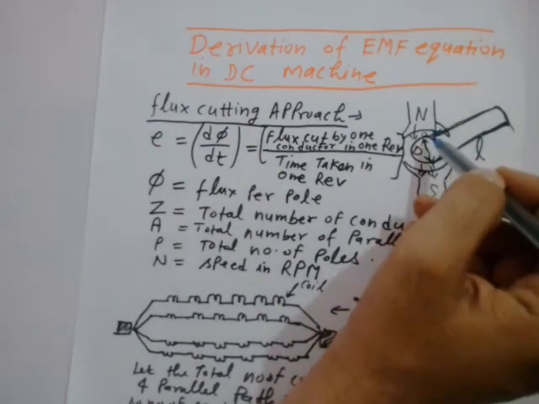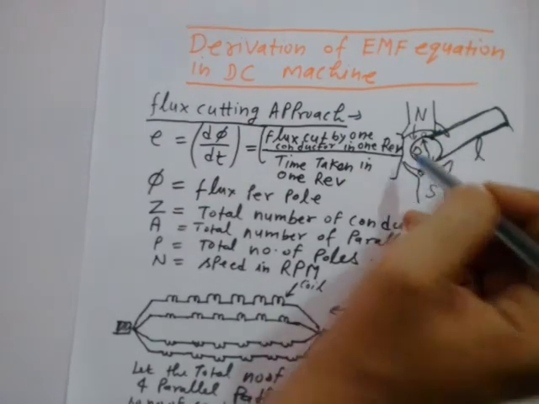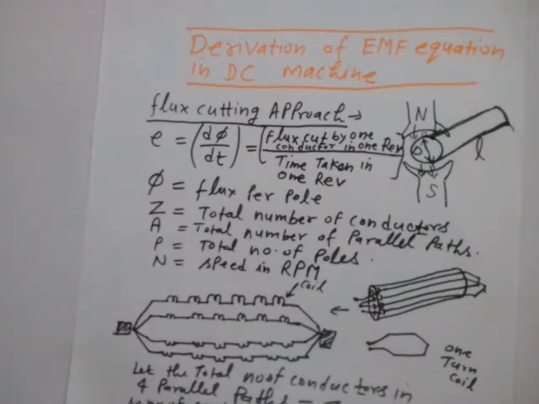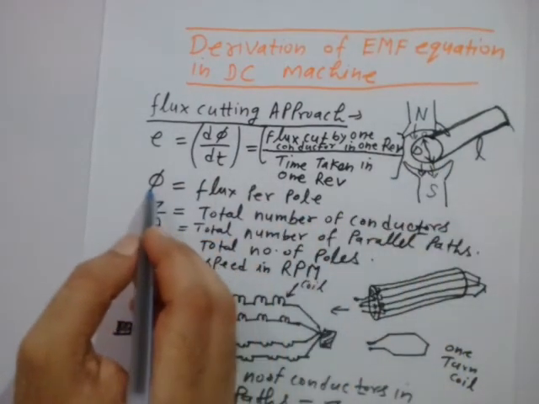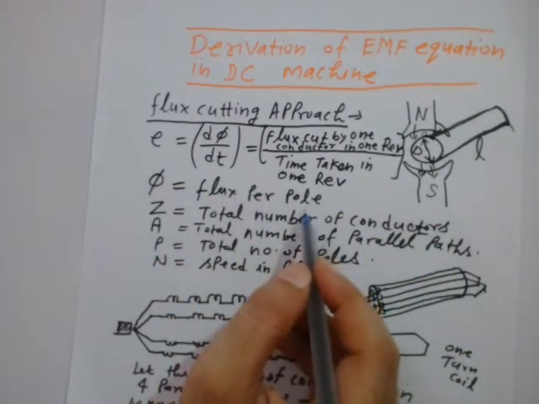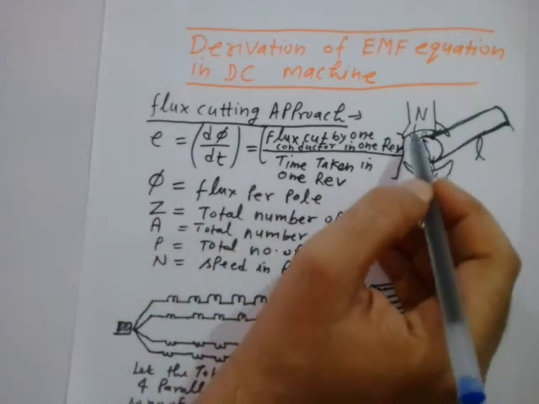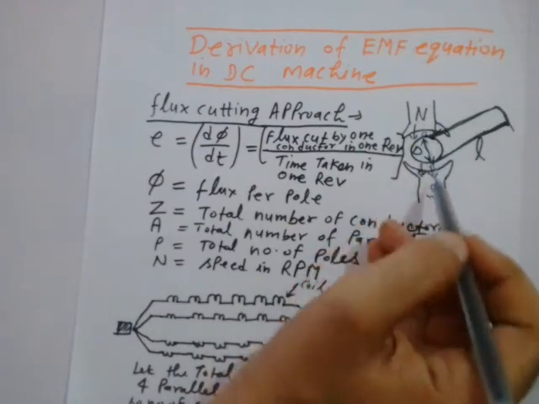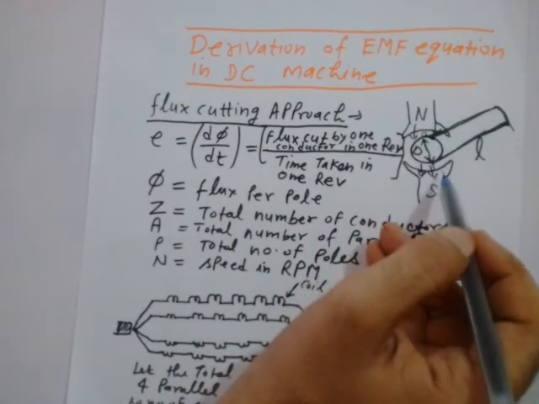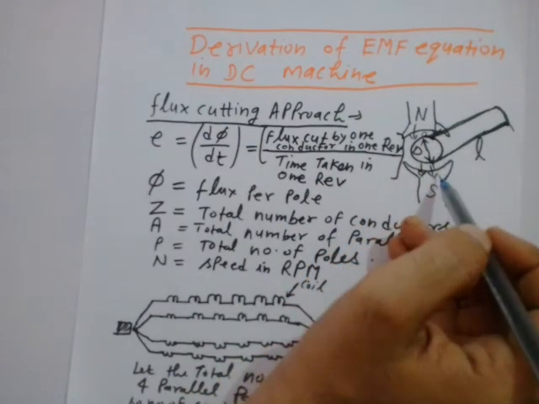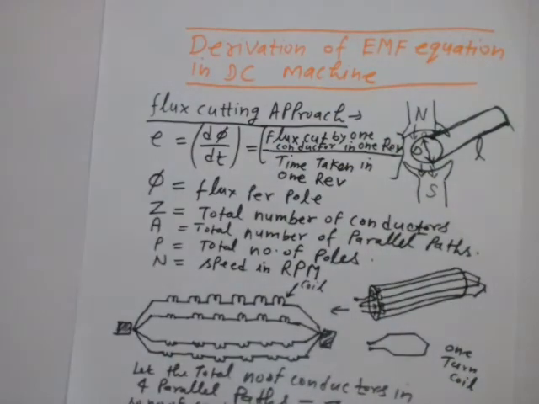If the flux under one pole is phi, then how much total flux will be cut under 2 poles? 2 phi, because phi is basically flux per pole. What is the flux of one pole? Phi. So what is the flux under 2 poles? Definitely 2 phi, right? Similarly, if it is a 4-pole machine, then what is the total flux cut?